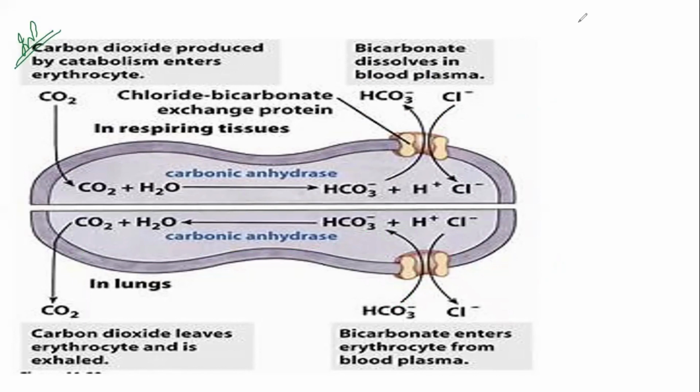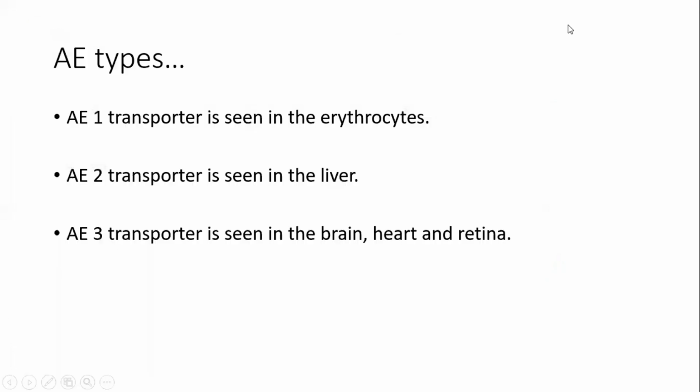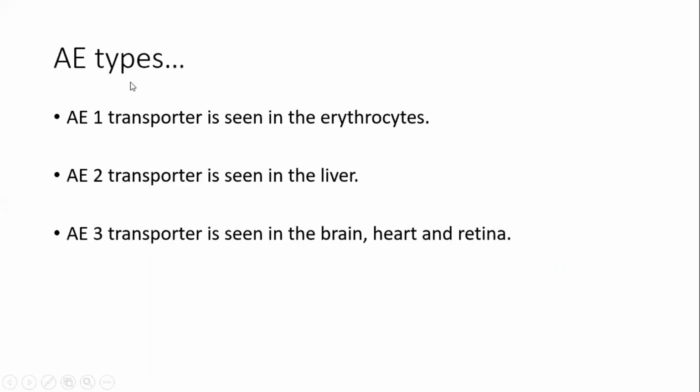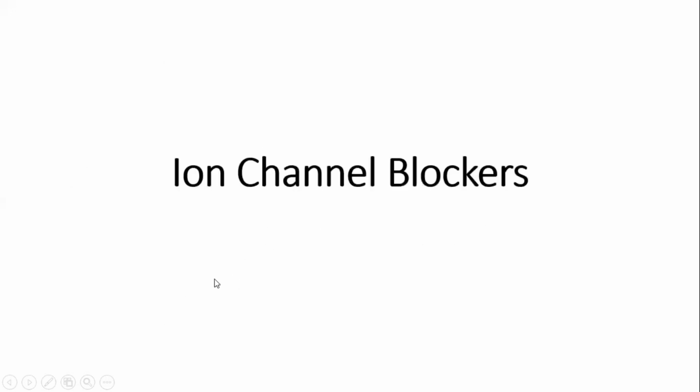Question इसमें से बहुत बार आ चुका है. Now, anion exchanger types. So we have got type 1, type 2, type 3. Type 1, what we have just discussed now, is present in the erythrocytes. In the case of type 2, we have got the liver. And in the brain, heart and retina, we have got the type 3 transporter. Okay, simple. ये तो कोई नहीं पूछेगा, this is just the extra information.